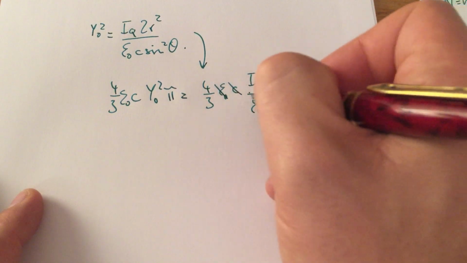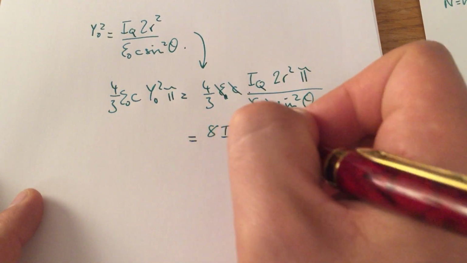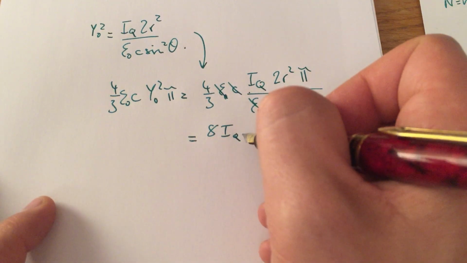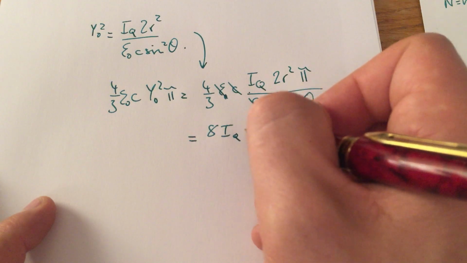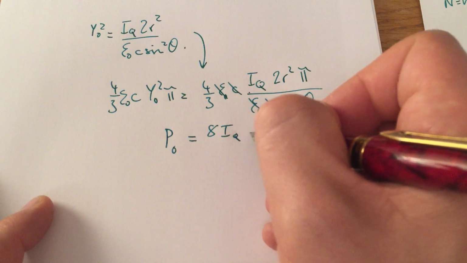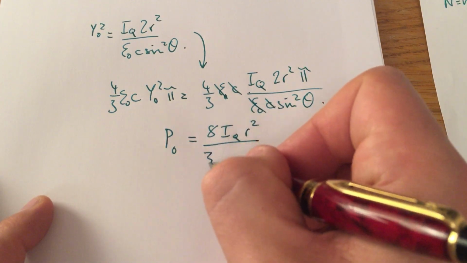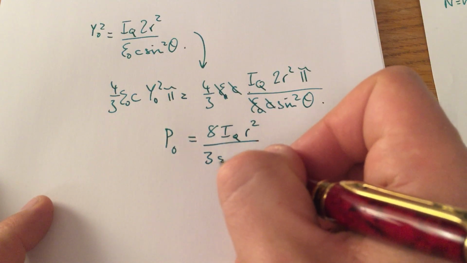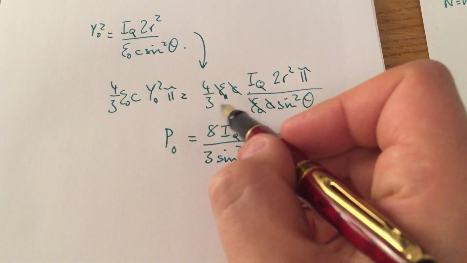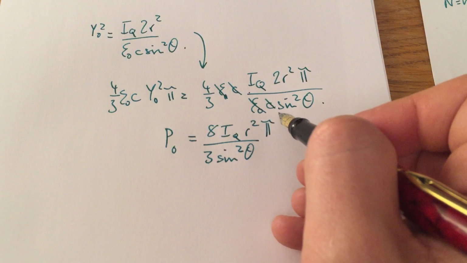And now you can see these are starting to drop out nicely, giving us 8 IQ, p naught of course, 8 IQ r squared over 3 sine squared theta. Is that right? 3 sine squared theta I naught. And I've got a pi on the top there too.